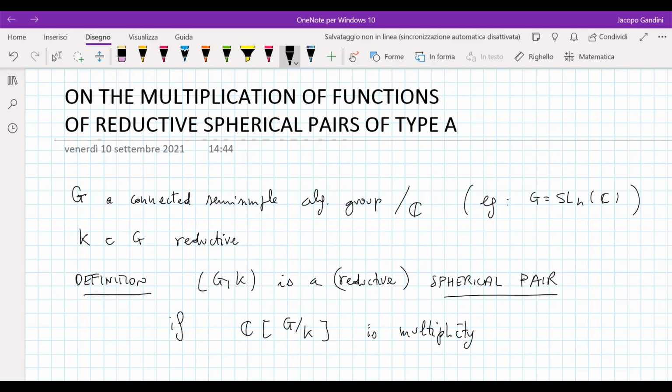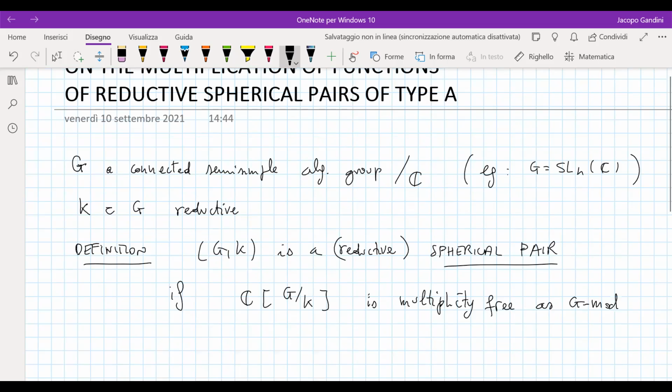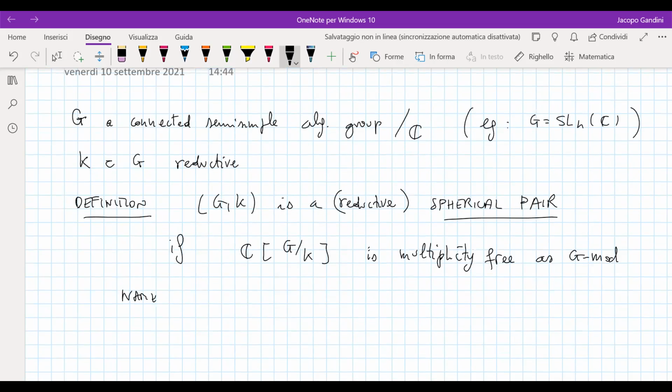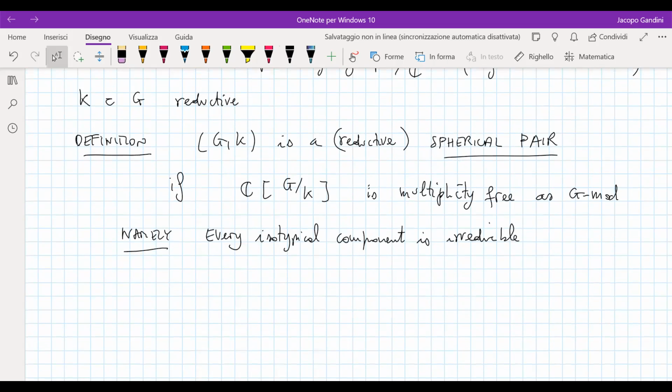Now I will explain what it means as a G-module. Well, this just means that we can decompose it into isotypical components, and this means that every isotypical component is irreducible. Okay, let's have a closer look at this definition because it makes things probably more clear.